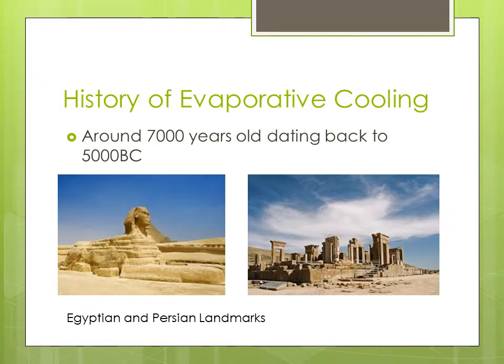History of evaporative cooling. Evaporative cooling is an ancient method of lowering air temperature. The theory and similar methods of evaporative cooling date back some 7,000 years to the time of the Egyptians and Persians, who would even use it in their pyramids and temples to cool the air and generate airflow.